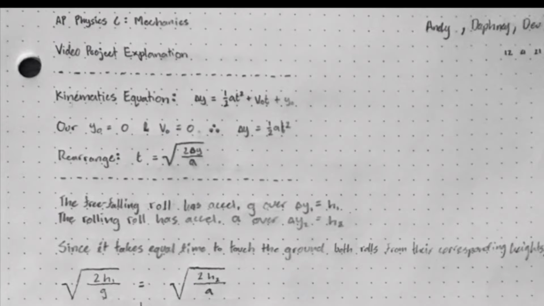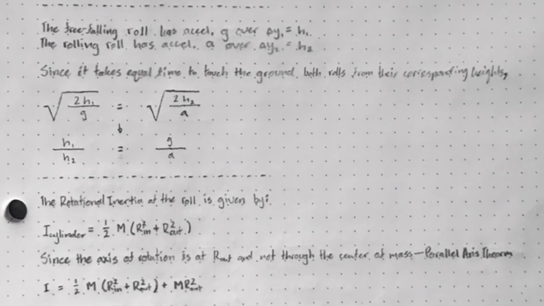Since we have to understand that the initial velocity is 0 because the toilet paper started at rest, we're able to isolate the equation where delta y equals 1/2 at squared. And by isolating t, we get the square root of 2 delta y over a. So the free-falling roll must maintain an acceleration of g over its own height, while the rolling roll has to maintain an acceleration of a over its height.